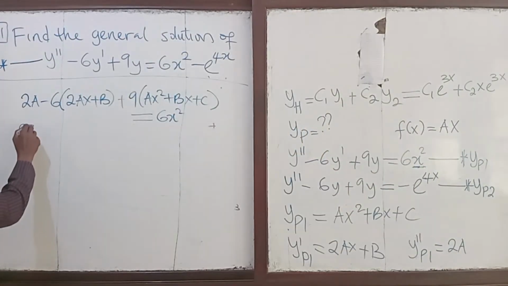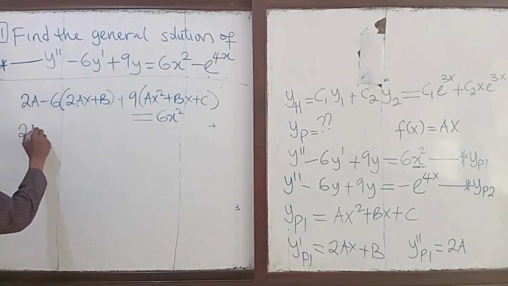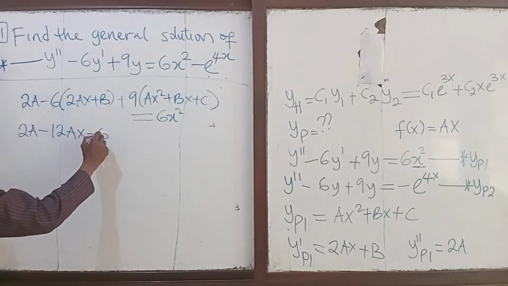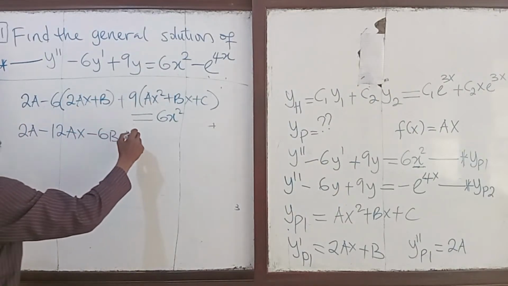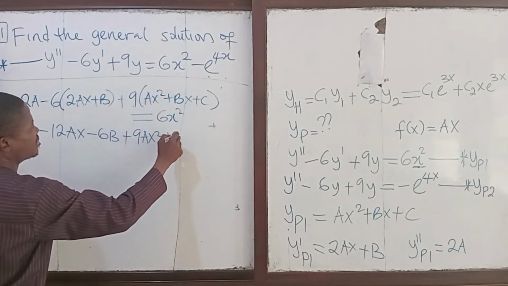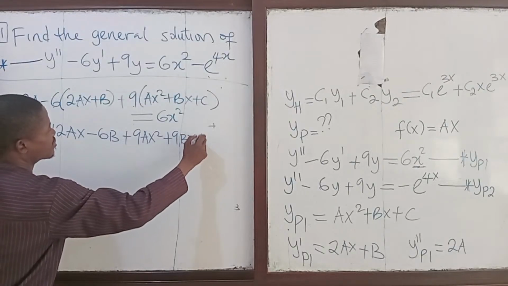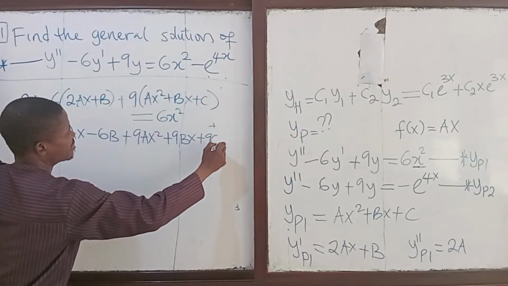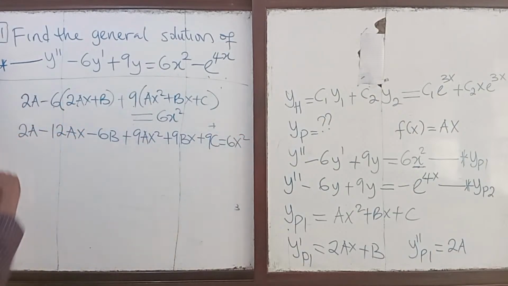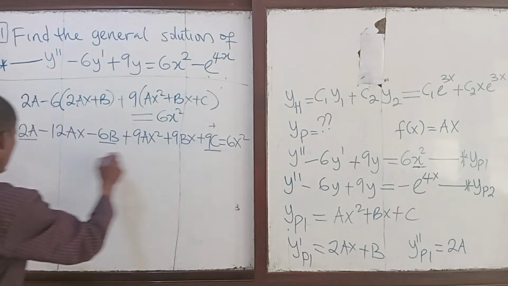2a, this one times this one, that's 12ax, minus 6 times b, that's minus 6b, plus 9ax squared, plus 9bx, plus 9c, equal to 6x squared. We're going to arrange the constant terms together, which is 2a.